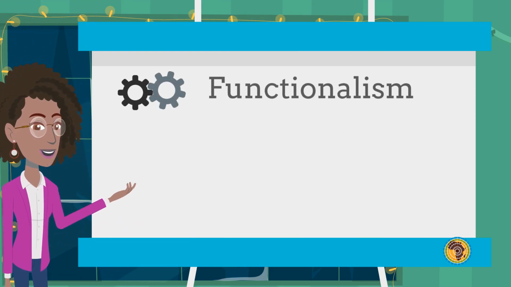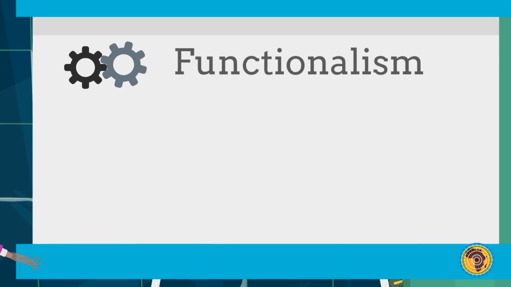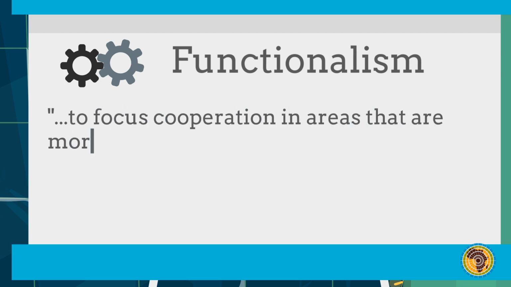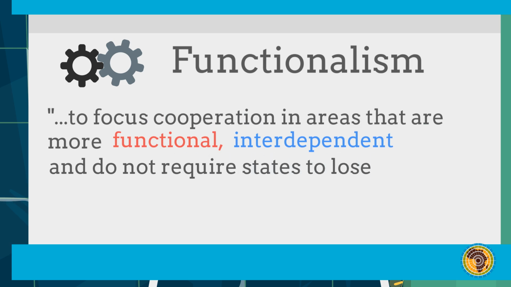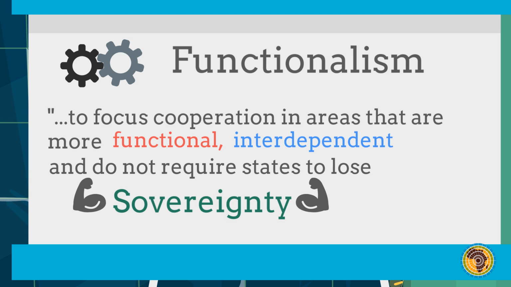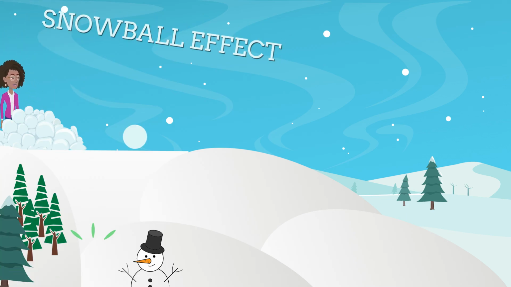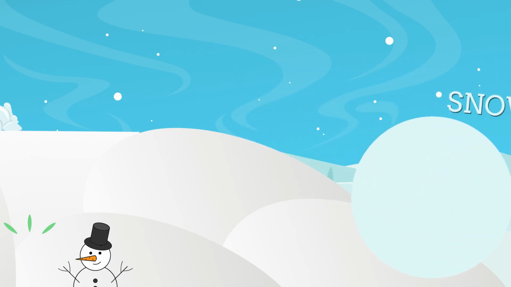Let's start with functionalism. What is functionalism? The idea behind functionalism is for member states to focus cooperation in areas that are more functional, interdependent, and do not require them to lose high levels of their sovereignty. The thought is that if states can cooperate in such areas, over time they'll be able to cooperate in more complicated areas. We can imagine a snowball effect. A snowball starts out small, but over time it rolls and gets bigger and bigger.